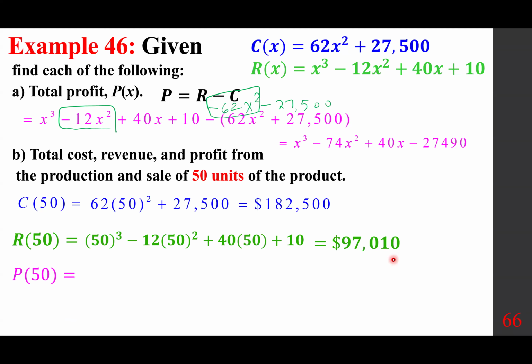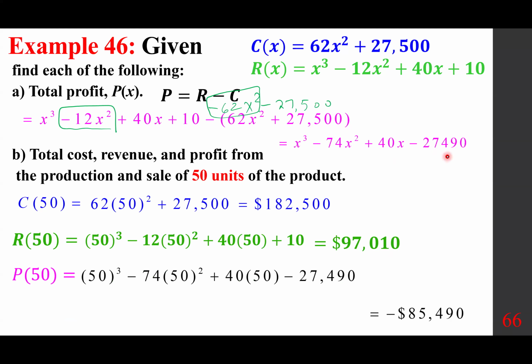For the profit function, we have two choices. One, put it in here: 50 cubed minus 74 times 50 squared plus 40 times 50 minus 27,490, and you get minus $85,490. So of course, what does negative mean?